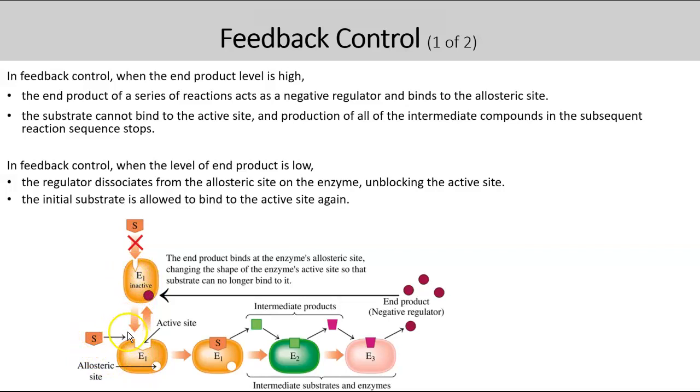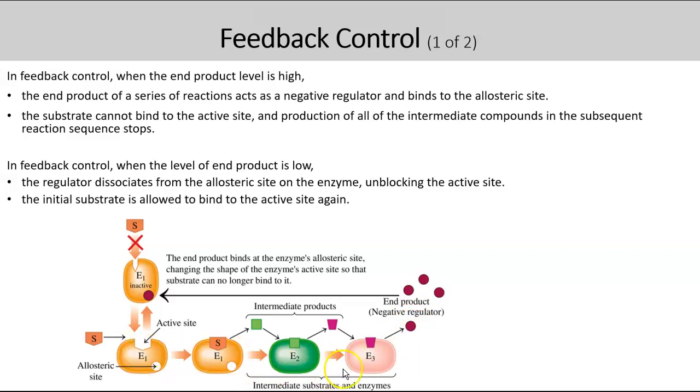Now the substrate will bind to the enzyme, and there is an allosteric site in these enzymes because these are regulatory enzymes, right? And then once the enzyme substrate complex is formed, they will make the products. So E2 is the enzyme intermediate product complex, and E3 is another intermediate enzyme product complex, and that will form the final product, which is shown in these maroon color circles. So this is the final product.